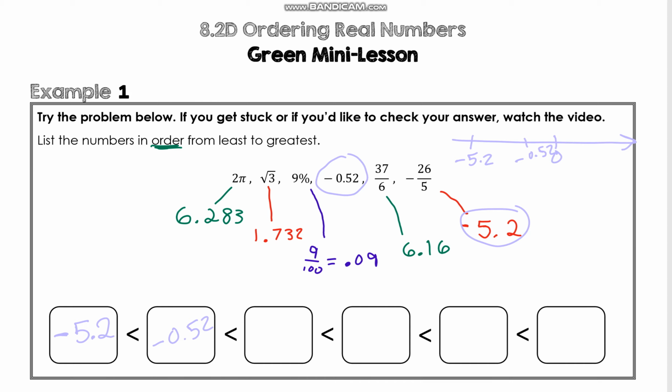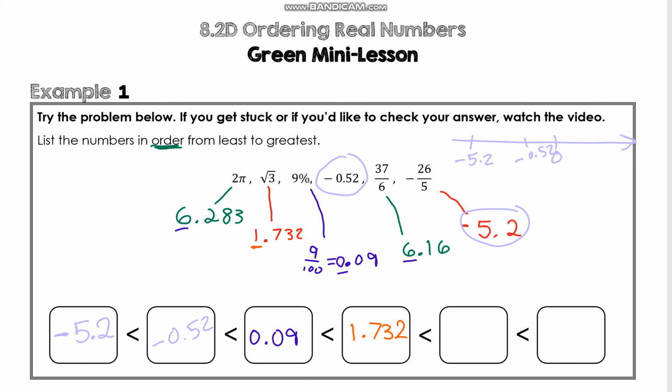We're going to compare those first digits. So here we have 6, and we have 1. What's the first digit on this one? 0. And 6. I already know 0.09 is the smallest, because it doesn't even have a number before the decimal point. This whole number is 0. What's the next smallest? 1.732. Yeah, 1 is the next smallest whole number.